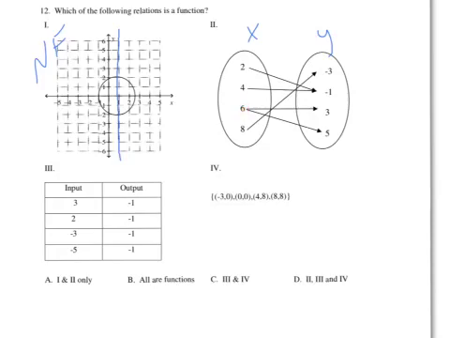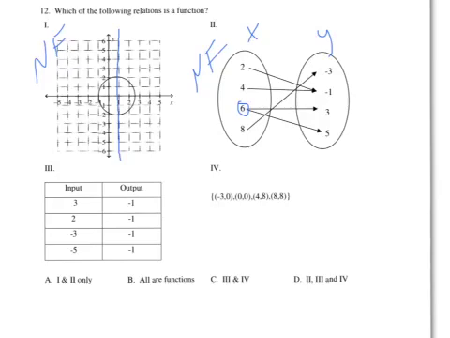Then I go to 6, and how many outputs does it have? It has 2 of them. It has one line pointing to 3, and the other one pointing to 5. I cannot have 2 lines coming out of one of the x values. That makes that not a function as well.